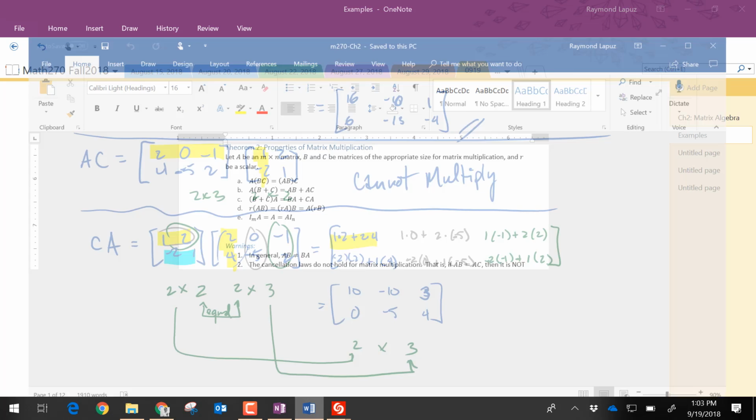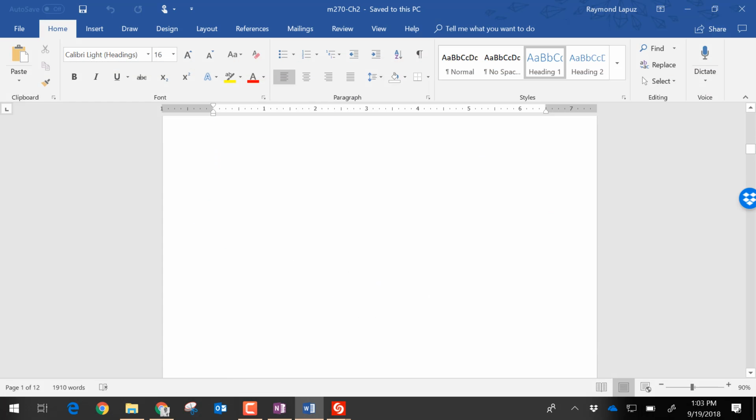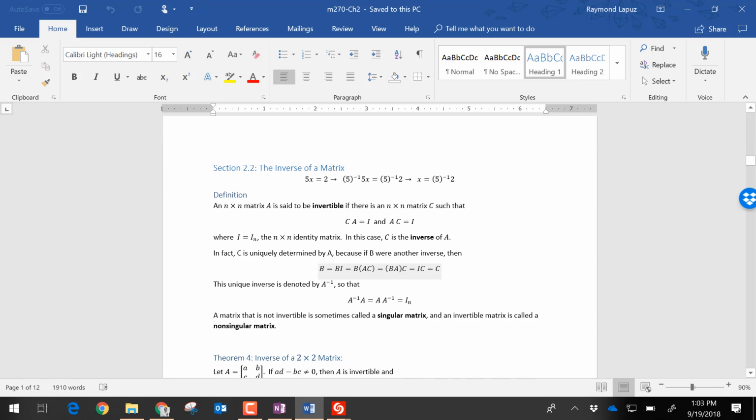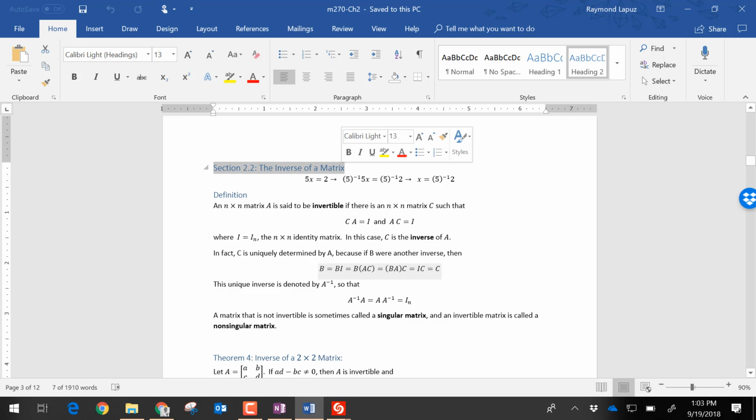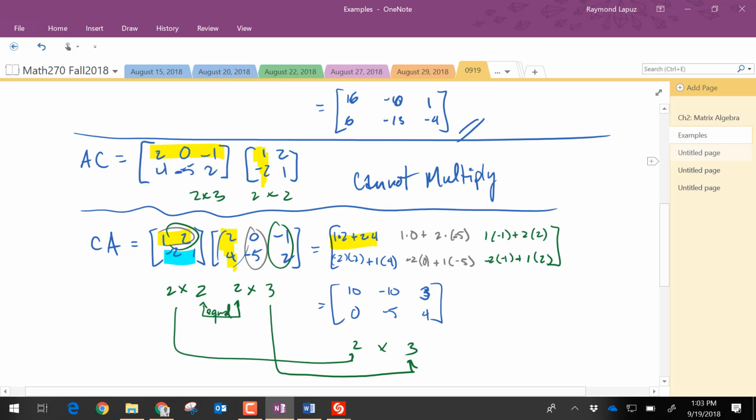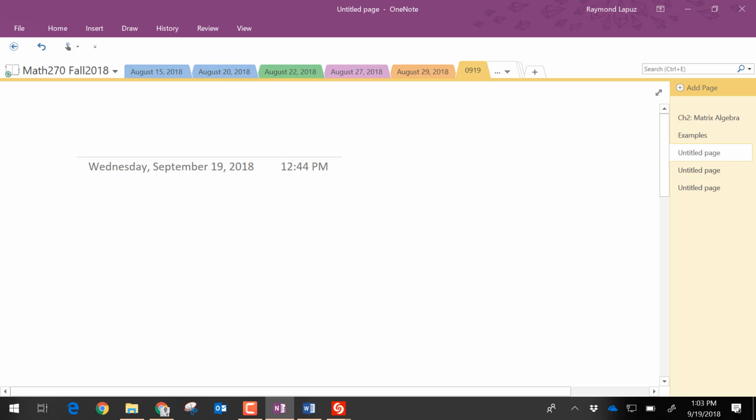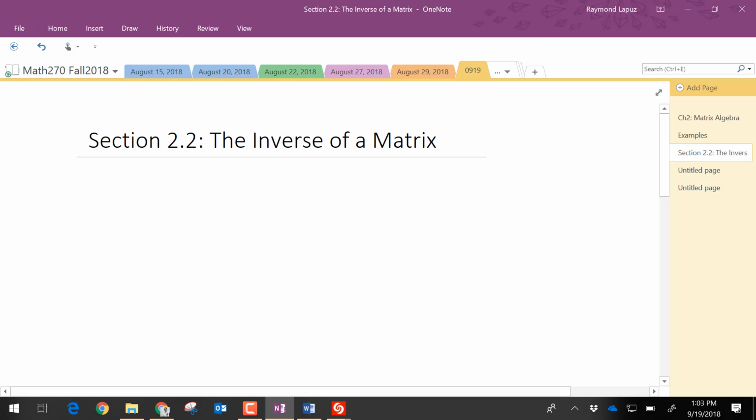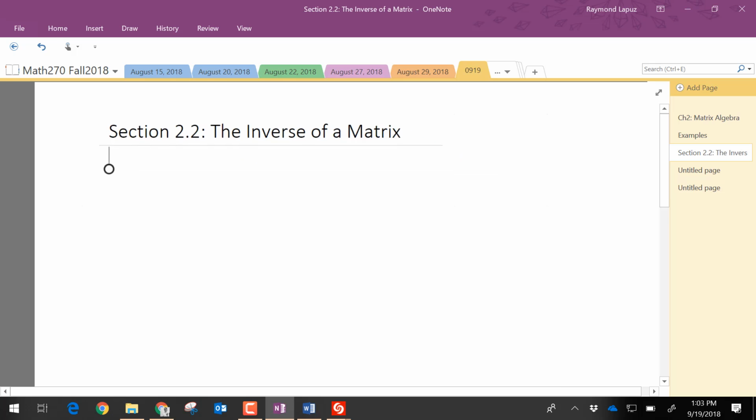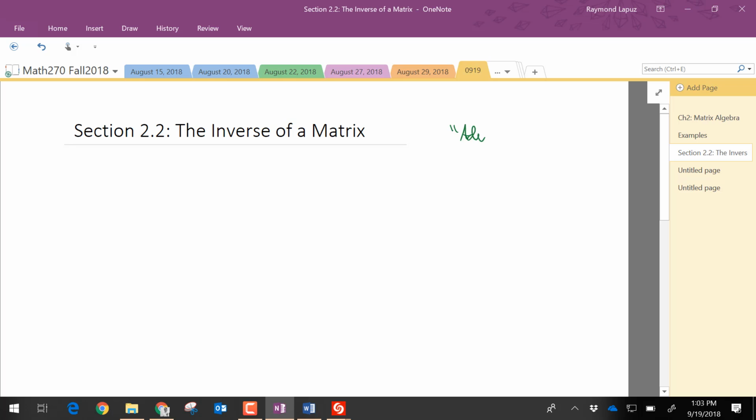All right, let's go to section 2.2 where we start talking about inverses. And the idea behind the inverse of a matrix is that we're looking at what's called the multiplicative inverse of a matrix. And that's the additive inverse. If you look at the relationship between multiplicative and additive inverse.